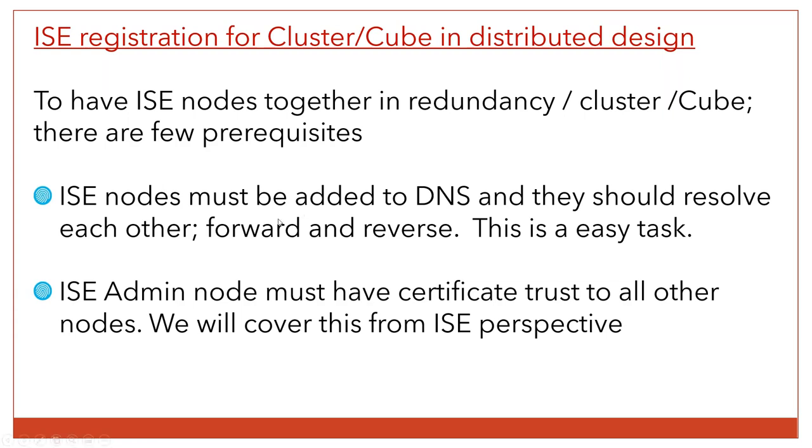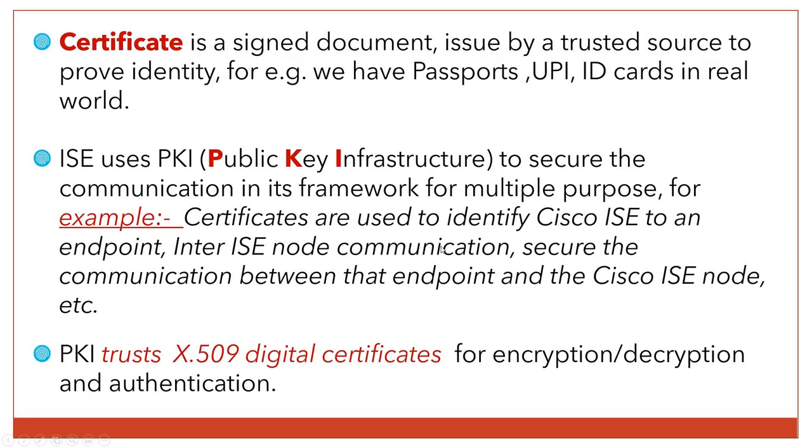Okay, so ISE nodes must be added to the DNS and they should resolve each other, so forward and reverse DNS should be there. The ISE admin node must have certificate trust to all other nodes. That's also very important. We'll see these things later on in the certification process. The certificate is a signed document. What a certificate is and what type of structure it has, we are going to discuss in the next session, the next recording.